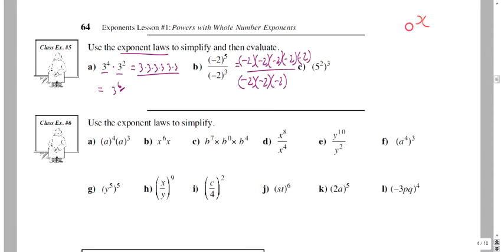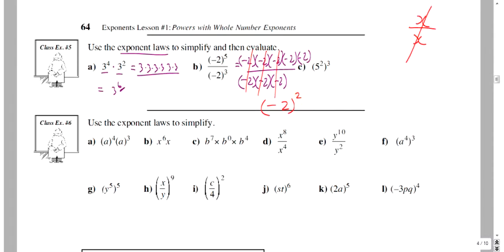What's anything divided by itself? 1. That's 1. That's 1. That's 1. What do we have left? -2 times -2 or -2 squared. Okay? So, you can get the answer like that.